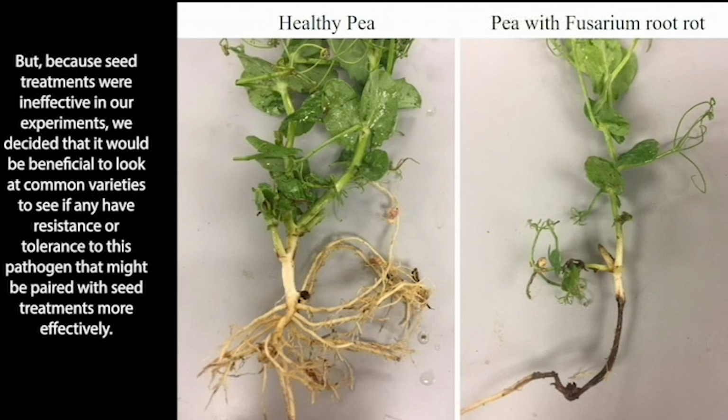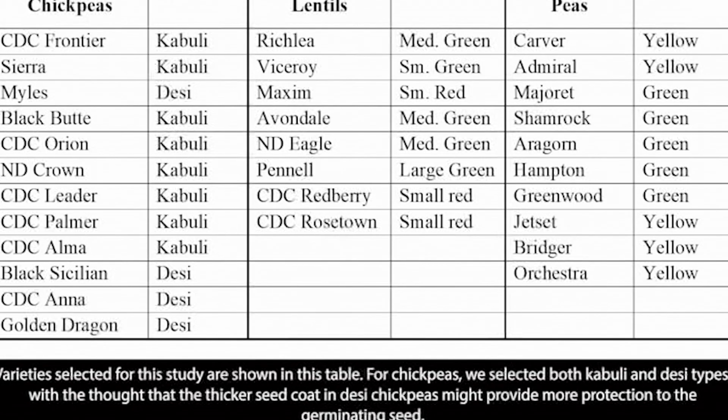But because seed treatments were ineffective in our experiments, we decided it would be beneficial to look at common varieties to see if any have resistance or tolerance to this pathogen that might be paired with seed treatments more effectively. Varieties selected for the study are shown in this table.